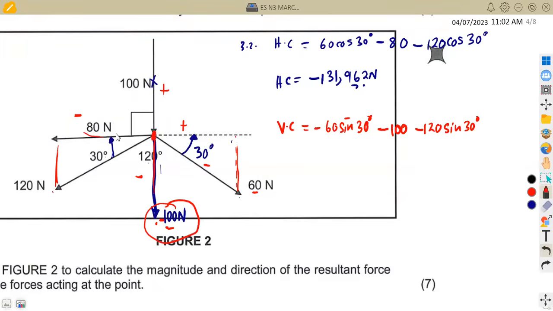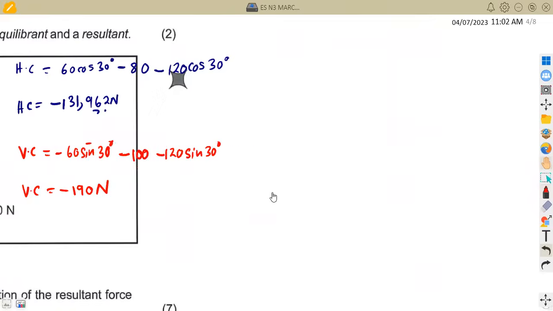Then there is no way 80 can be a vertical. It's a straight horizontal, that one. So there's no way that we can make this a vertical. So I want you to combine. If you combine everything, you are going to obtain negative 190 Newton. So how can we have the resultant force from this?